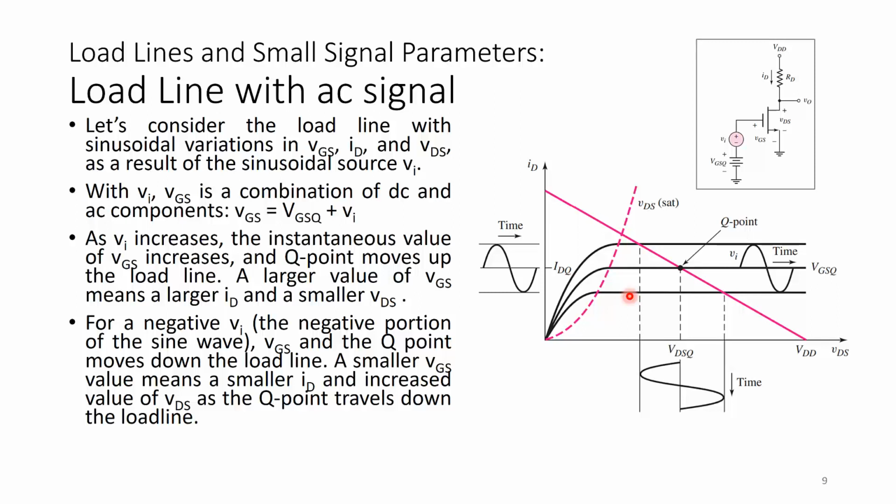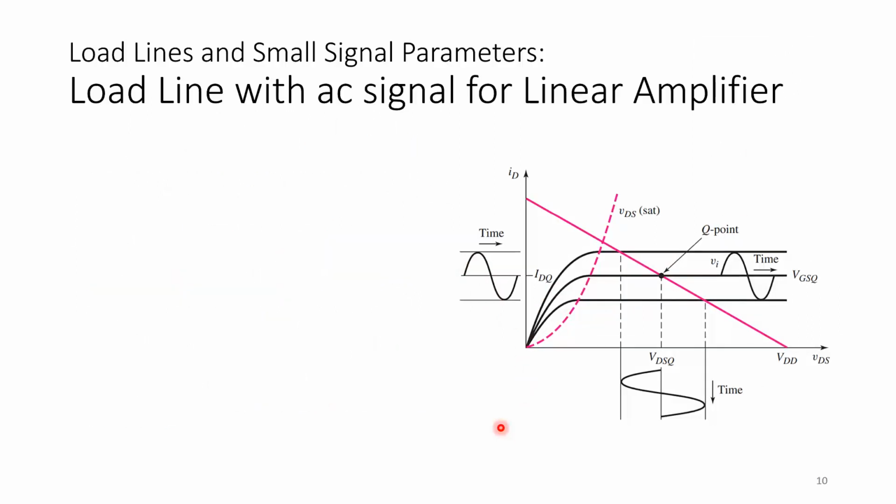So for a negative Vin, the negative portion of the sine wave, because just now we said the input voltage would be rising, what happens? It goes down. Now when it goes down, the Q point will have to follow the reduction of value in VGS, which means it will follow the load line and move down the load line. So a smaller VGS value means a smaller ID and an increased value of VDS as the Q point travels down the load line. But when you measure just here at ID, when VGS increases, you will find that ID also increases.